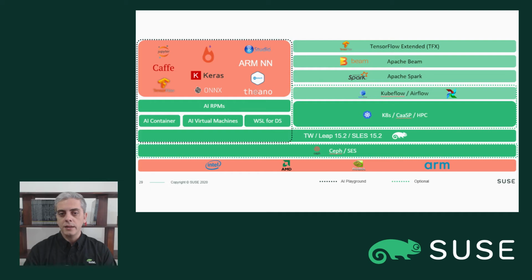As I said earlier, the first milestone is really represented by RPMs because they represent the foundational building blocks of our other delivery vehicles, being either containers, appliances, or a custom WSL image. All of them today can run on Tumbleweed, which is our rolling release, and on Leap 15.2, and they will also be available for our enterprise editions, SLES 15.2, through the PackageHub repositories.